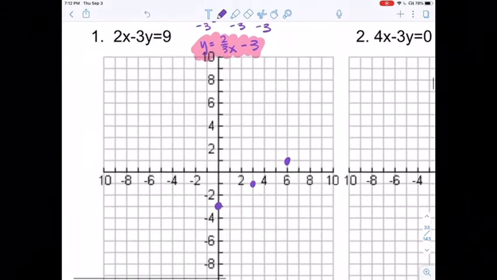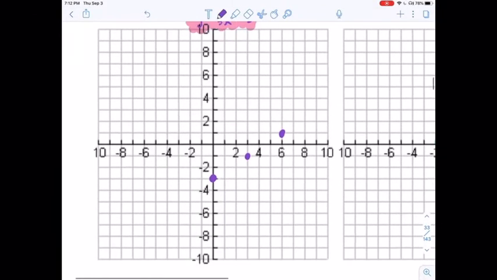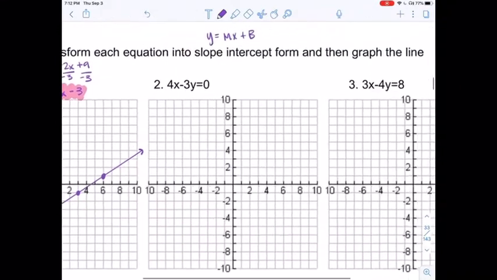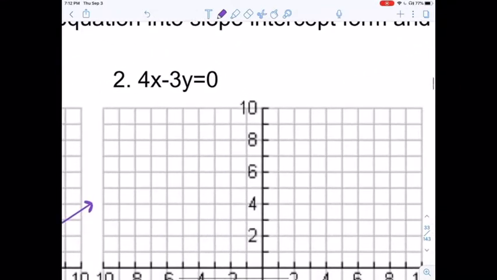And I can also take the negative of both of those and go down 2, back 3. And then we're just going to draw on those lines. These extend without end, so make sure that you go ahead and just extend those lines outside the perimeter of your graph.